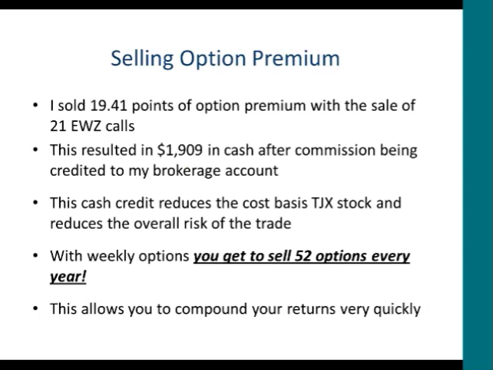So I sold 19.41 points of option premium with the sale of the 21 EWZ call options, and again, this resulted in $1,909 in cash being credited to my brokerage account after commissions. Now, this is for a weekly option, so I collected $1,900 in cash just for that 1 week option. So when I sell a call like that and collect that $1,900 in cash, that reduces the cost basis of the TJX stock, and it reduces the overall risk of the trade.